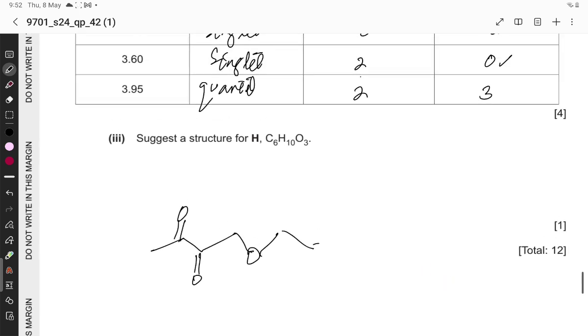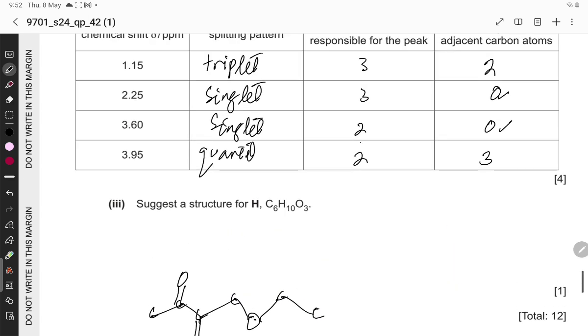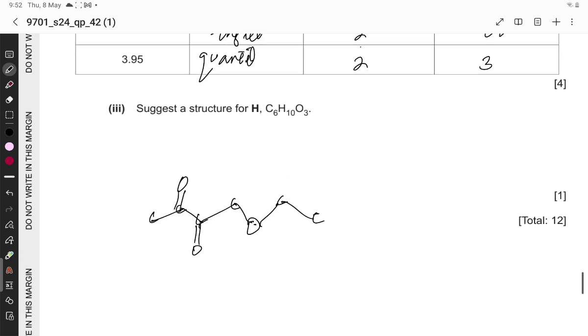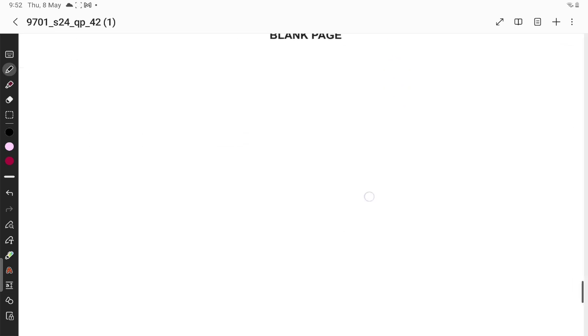Suggest the structure of C6H10O3. This carbon is 1, 2, 3, 4, 5, and 6. So this is all about this paper.